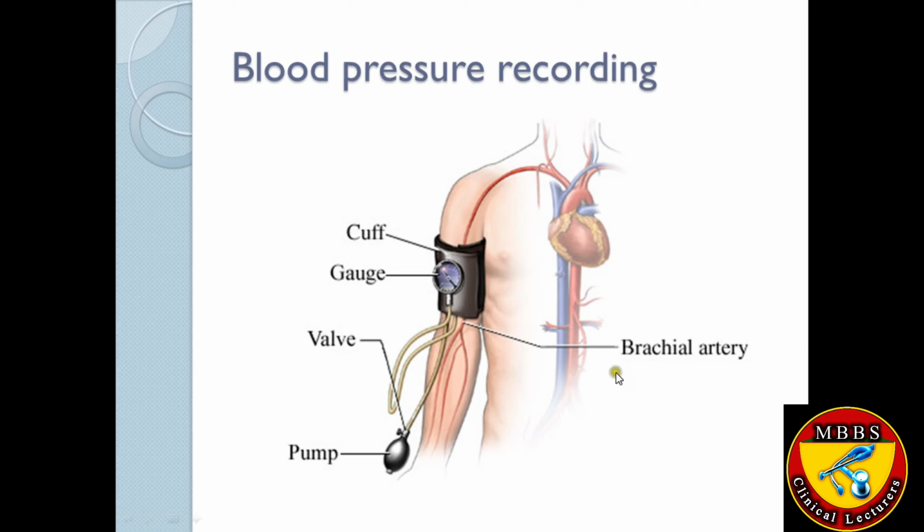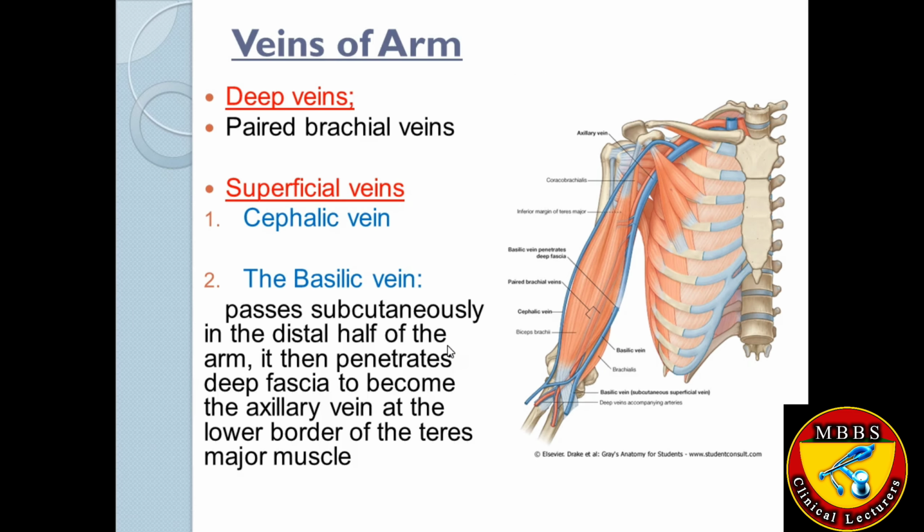The brachial artery is used to record the blood pressure. It is the most commonly used artery where the blood pressure is recorded with the help of a sphygmomanometer. And you have to remember that it is present anterior to the elbow joint, just medial to the tendon of biceps brachii muscle.